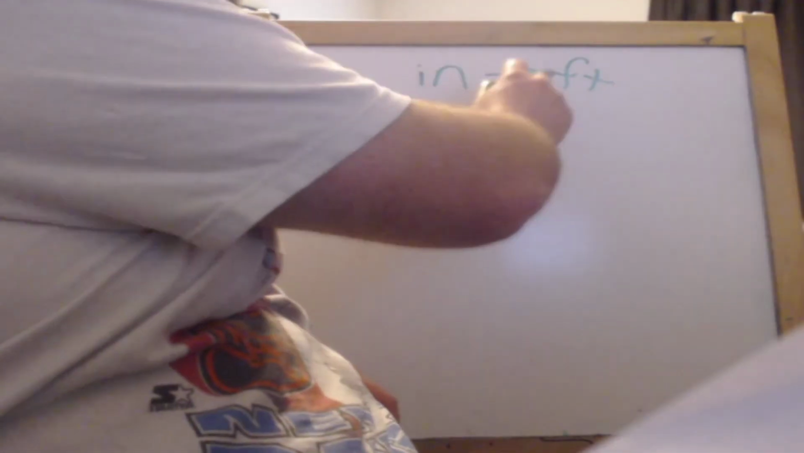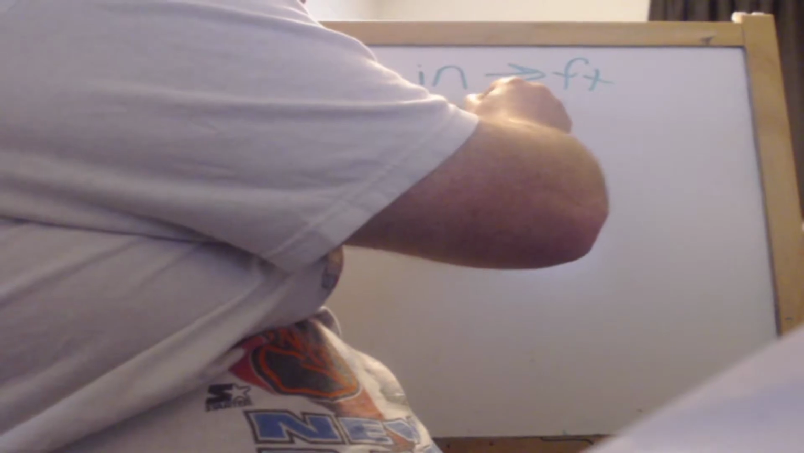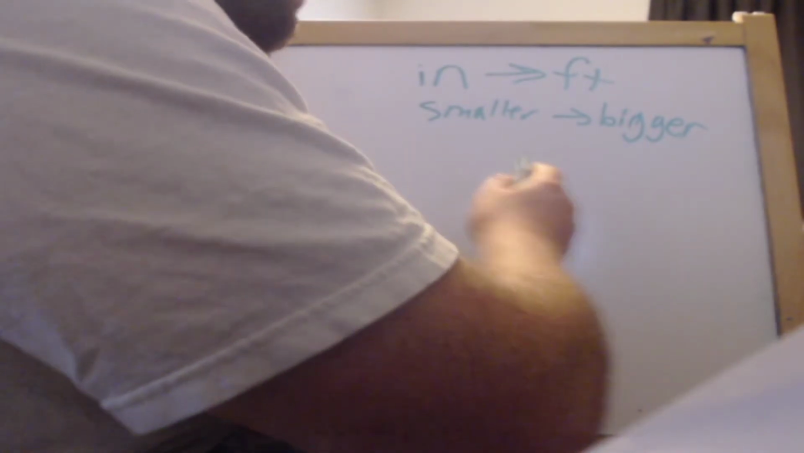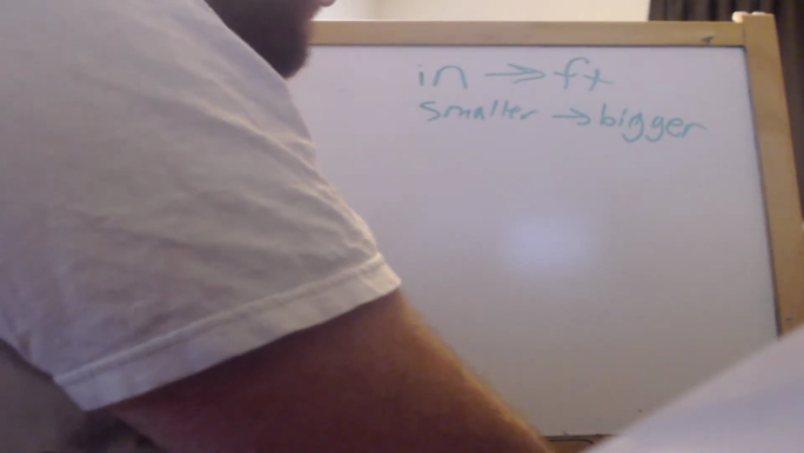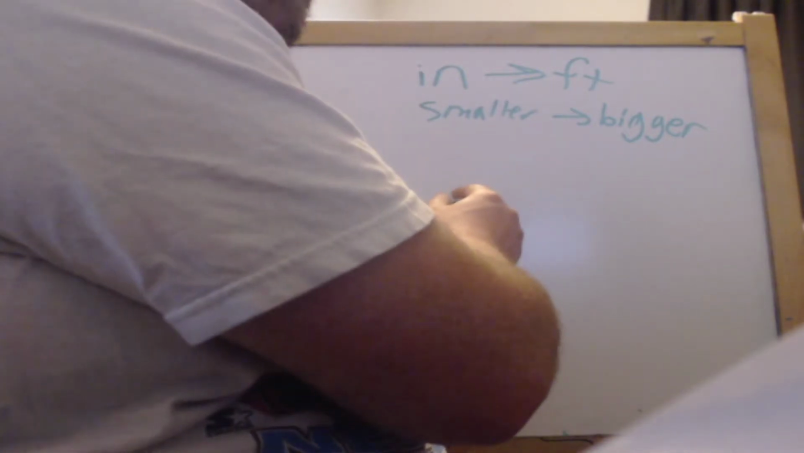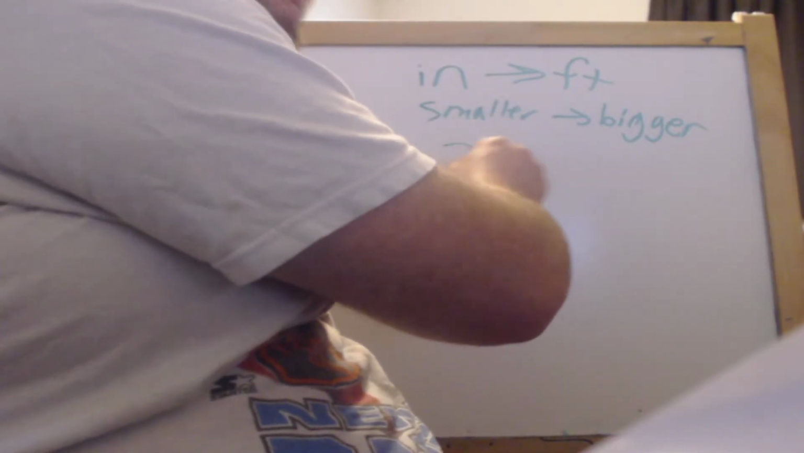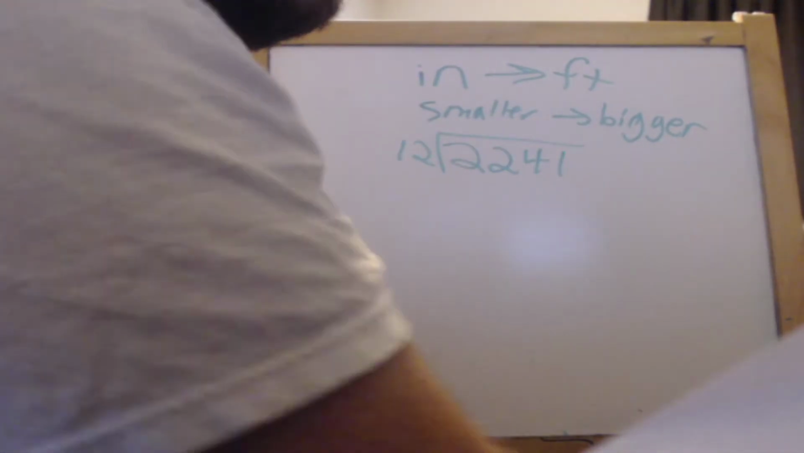Anyway, we're going from inches to feet, right? And that is smaller to bigger. And in conversions, it's the opposite of what you would expect. Usually smaller to bigger, you would multiply, right? If you have a small number and you want it to be bigger, you multiply. But in conversions, it's the opposite. So smaller to bigger actually means you divide, right? So we have 2,241, and the answer is divided by 12.